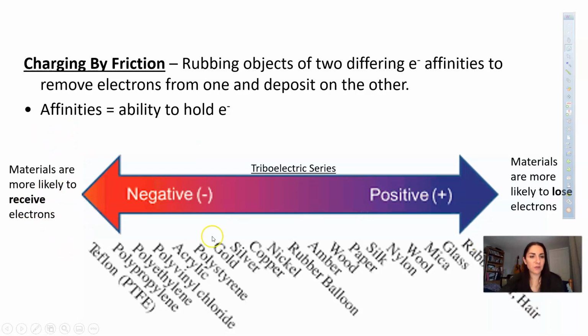You don't need to study this, but it shows that some objects are more likely to receive electrons and some are more likely to lose electrons. For example, if I took some animal fur, which is the best kind when it comes to charging, and charged a rod with it, the animal fur would be positive and the rod would be negative.